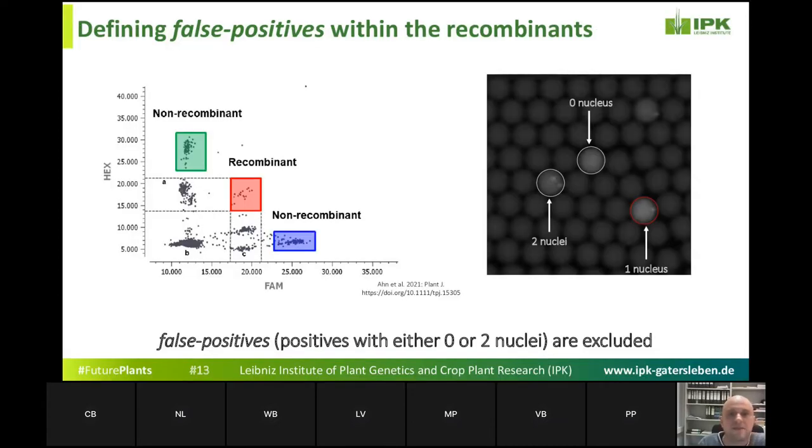And as a next thing, as I mentioned before, within the droplets we can distinguish the encapsulation of droplets that contain no nucleus or even that contain more than a single nucleus. So what we did is we also defined what we call false positives within the recombinant and non-recombinant fraction. So we basically discarded all the droplets that contain either none or more than a single nucleus. And this improved the efficiency, and this was also the beauty of the system, that in the scanner we can nicely see our nuclei even after thermocycling and scanning.